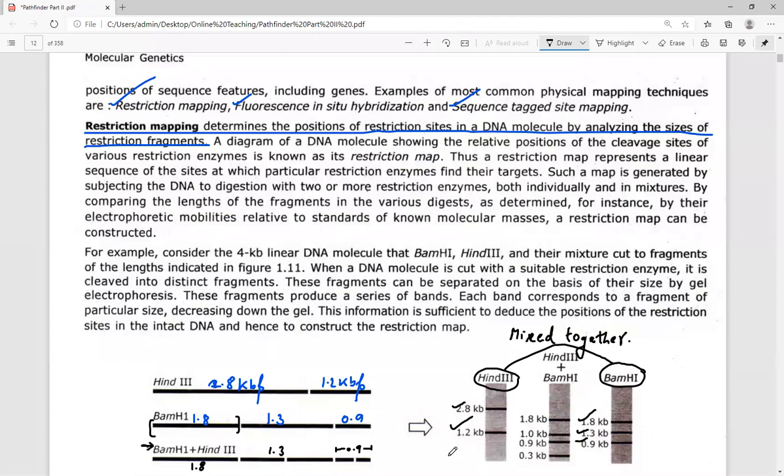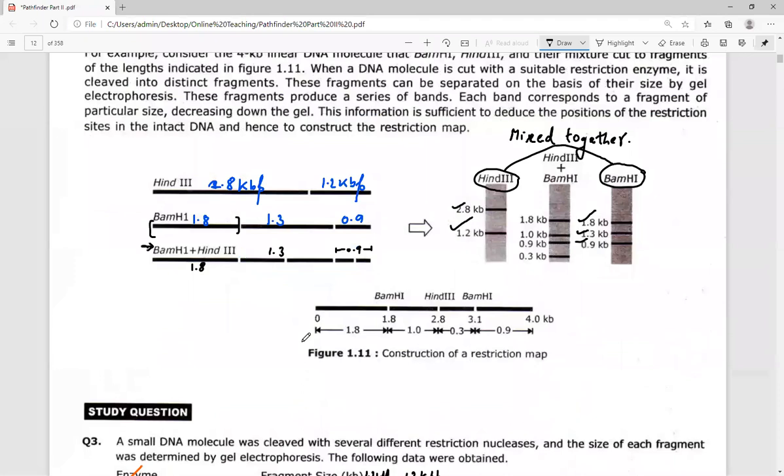1, 2, 3, 1, 2, 3, 4, 5. These are the 5 cleavage segments produced. Because of these 5 cuts that are going to be made, क्योंकि 5 कट होने वाले हैं तो 5 fragments produce होने वाले हैं. You can find this BamH1 fragment 1.8 being made here. There is another fragment 1 which has been made. 1 is this particular fragment, 0.3 is this particular fragment, 0.9 is this particular fragment, this fragment is 1.8.